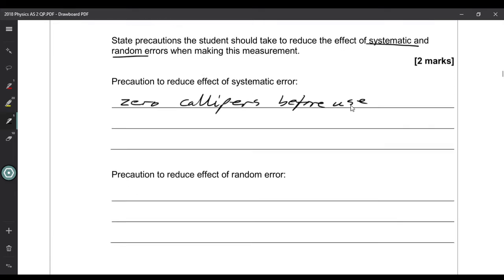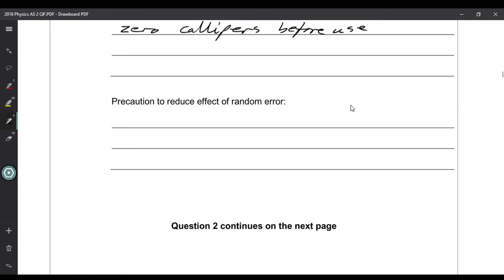Now, to reduce the effect of random errors, this might be an error in measuring the diameter. So you might not get the full diameter. It might not be you're placing the calipers right across the disc. So what we need to do is take the measurement of the diameter in several places, and again this makes sure that the area of the disc is circular and it isn't narrower in one part than it is in the other.